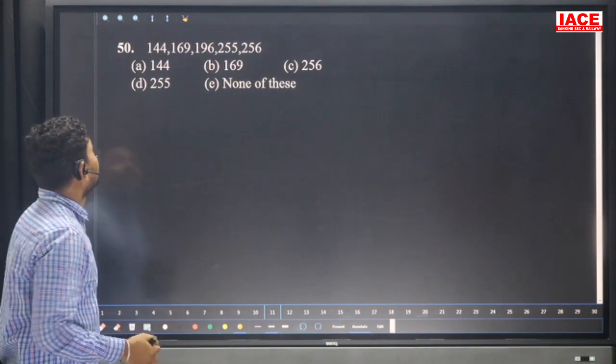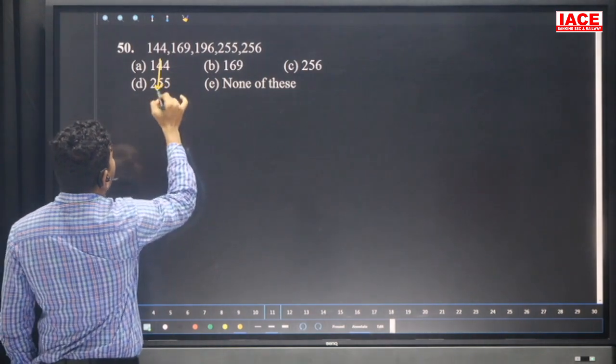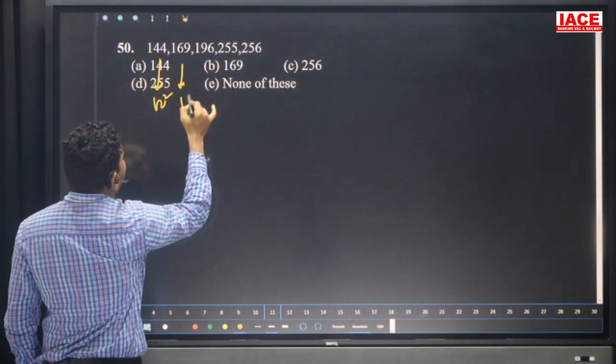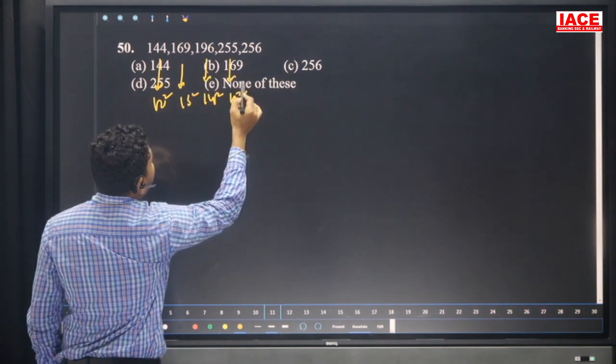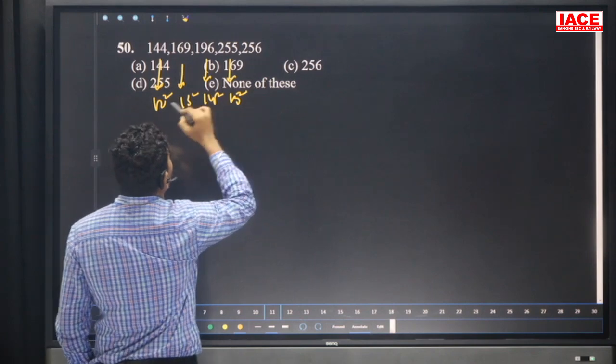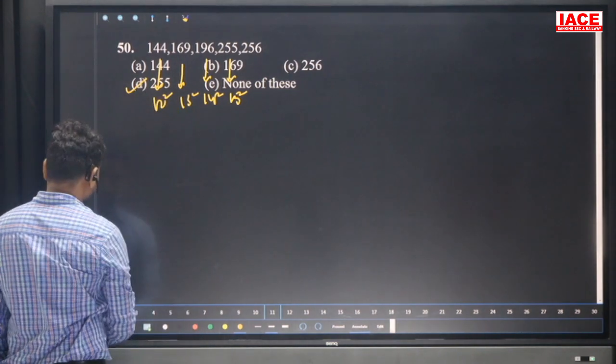Question number 50. 144, 169. It is 12 square. It is 13 square. It is 14 square. But it is 15 square. 15 square value is 225. Our wrong number is 255. So go for the next question.